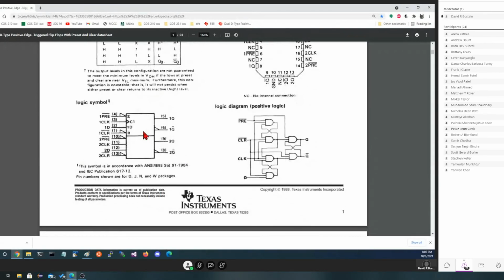There's some fancier logic symbols down here. We don't need to look at those. This one probably looks more like what you'd be used to seeing, but because they're using 3 input things, they become a little harder to read.